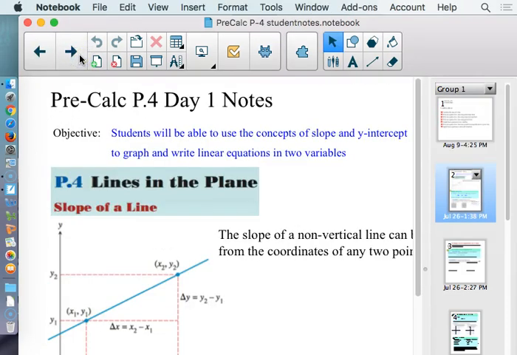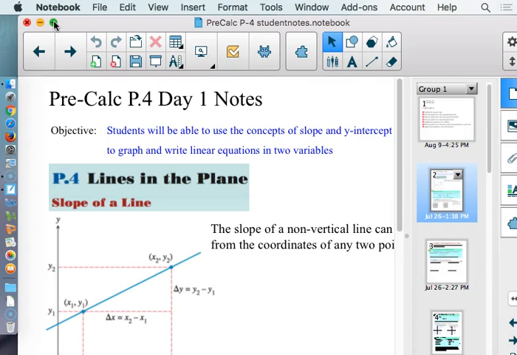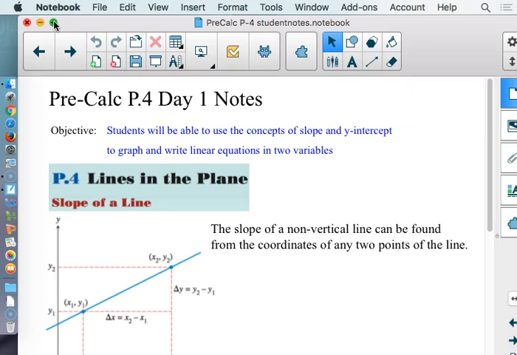So now, what we need to do is just remember all the wonderful things that we've learned in algebra up to this far. So students will be able to use the concepts of slope and y-intercept to graph and write linear equations in two variables, so x's and y's. Anything that's a line, the highest power of the x variable is x to the first. It's going a ways back in your memory banks, but we review all of this stuff every year, whether in geometry or Algebra 2. You've seen this again and again.